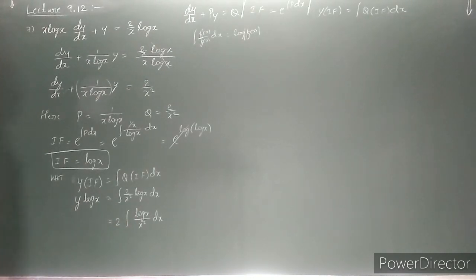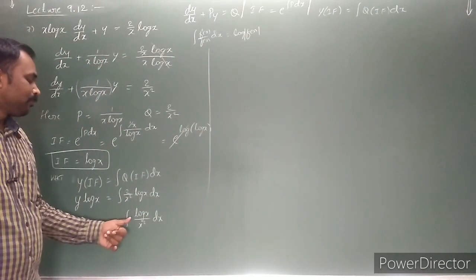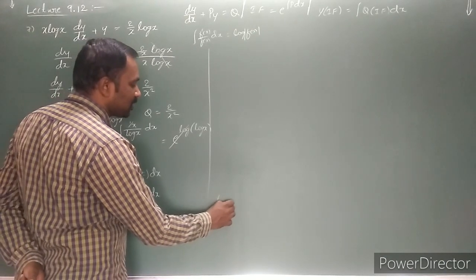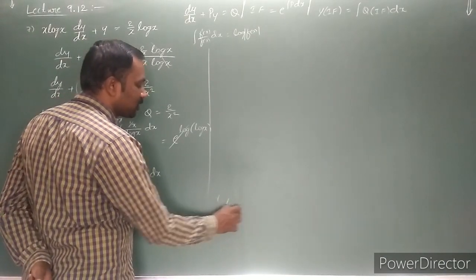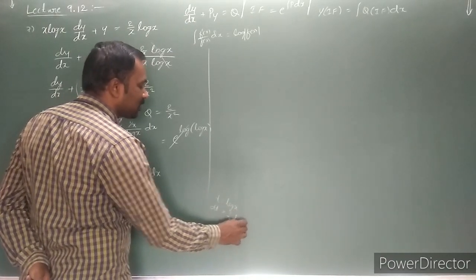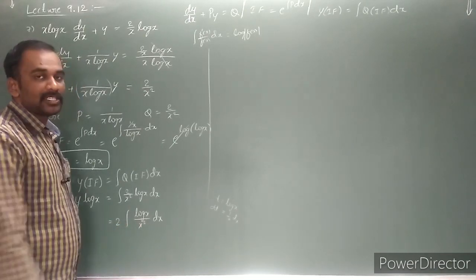So log x divided by x square, we need to integrate. Then which form is suitable here? Suppose we replace t is equal to log x. What happens? Differentiating, dt is equal to 1 by x into dx.